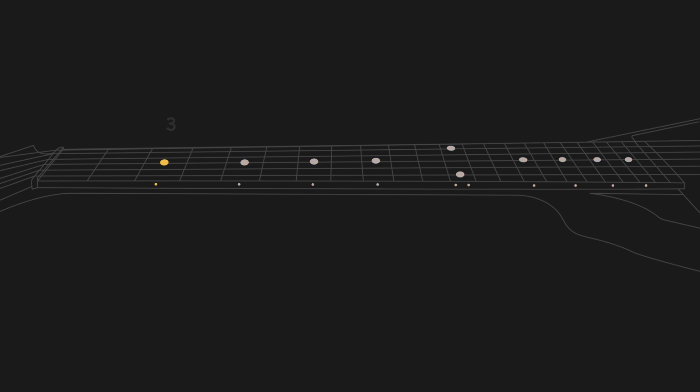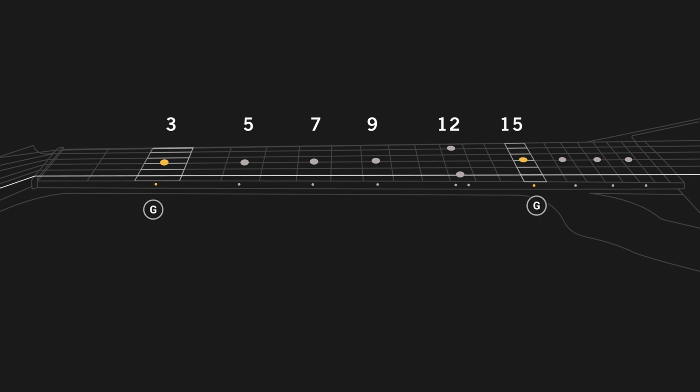So the first dot is fret 3, second is fret 5, third is fret 7, fourth is fret 9, and then the double dots are fret 12, which is where the alphabet starts all over again. So the first dot after the double dots is fret 15. But both fret 3 and fret 15 are the same note, which is the G note on the thickest string. Same goes for the rest of the notes after the 12th fret. So the next dot is on fret 17, which is the same as the dot on fret 5.